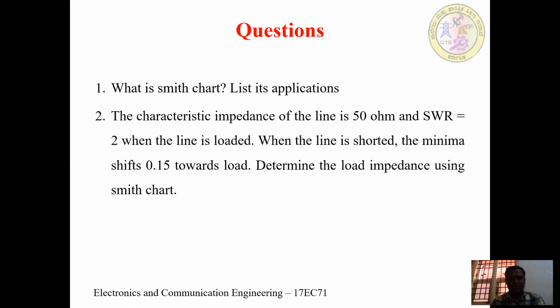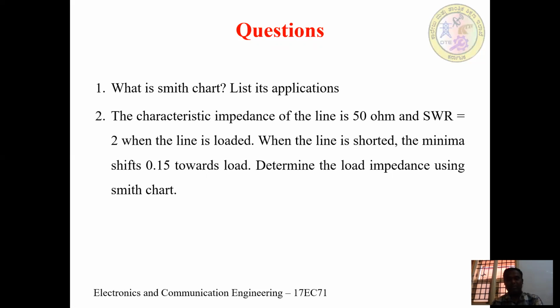So these questions you can attempt. What is the Smith chart? List its applications. The characteristic impedance of the line is 50 ohm and SWR is equal to 2 when the line is loaded. Here SWR is directly given; its value is 2 and the characteristic impedance is given, that is Z0 is equal to 50 ohm. When the line is shorted, the minimum shifts by 0.15 lambda towards the load.